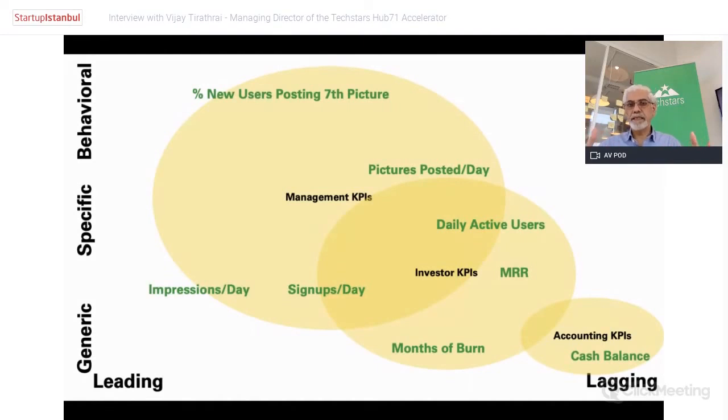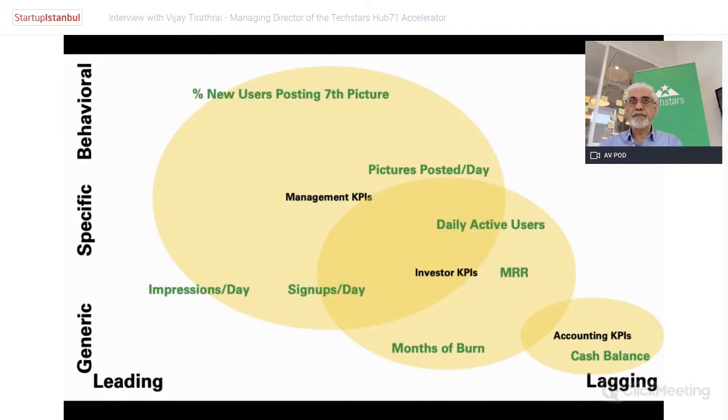Now, if you look across this entire diagram, you can also see the Y and X axis is how they interplay, being generic and behavioral. And you can see that the ones which are generic also tend to be lagging, and they're very much to do with more accounting type KPIs.